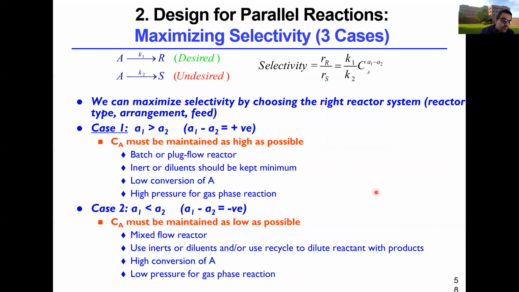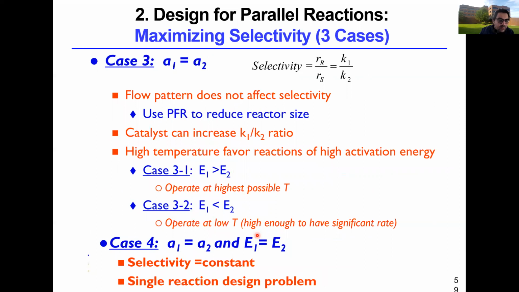We then talked about the three cases: where a1 is greater than a2, operate in a batch or plug flow. Where a1 is less than a2, you operate in a PFR or CSTR. Where a1 equals a2, there is no effect. However, you should use a PFR to reduce your reactor size.